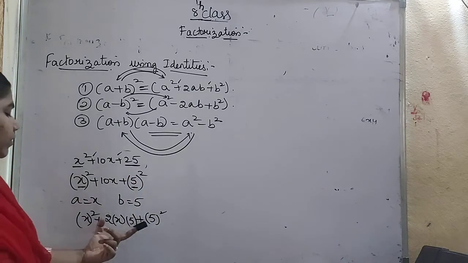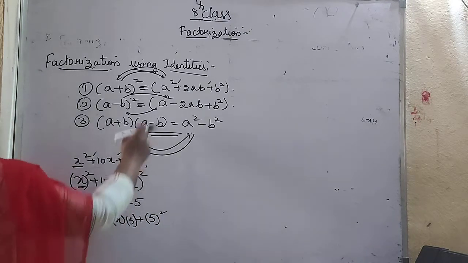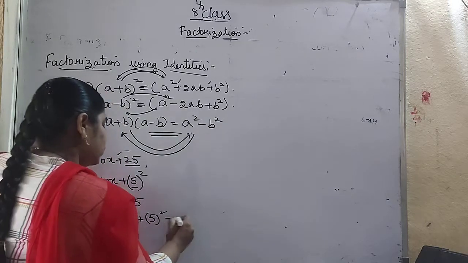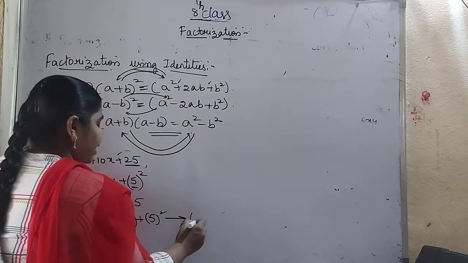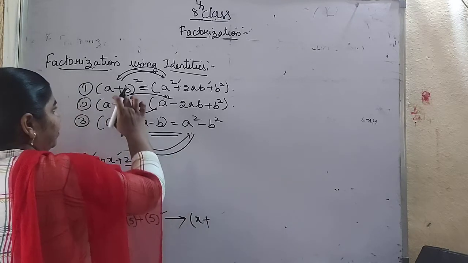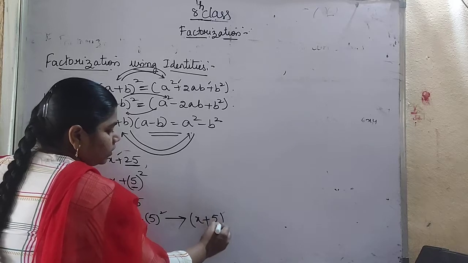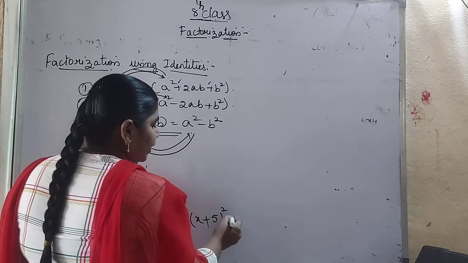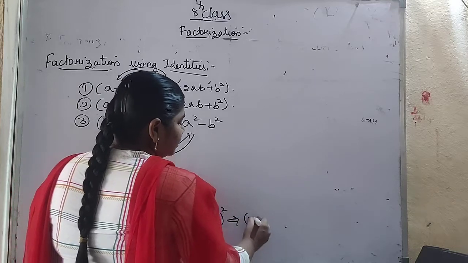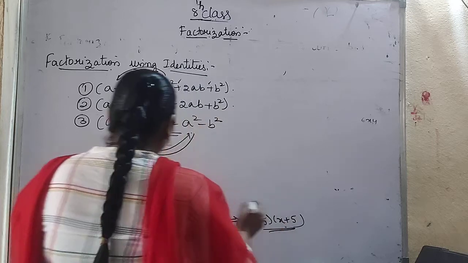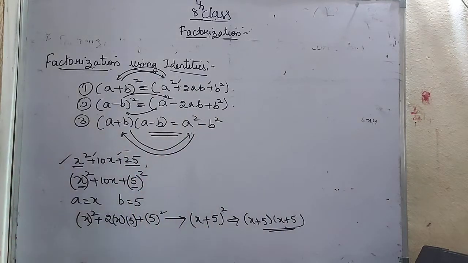Now in which way can we write this? We can write it in this form, a plus b whole square. a is nothing but x here, plus b is nothing but 5, whole square. The square we can write as (x plus 5) into (x plus 5). So these are the factors for the given expression.